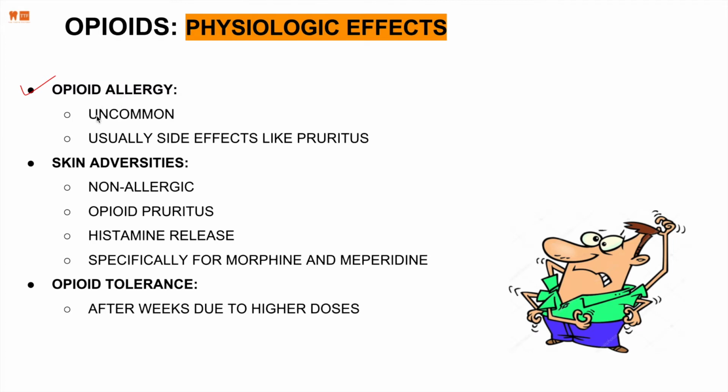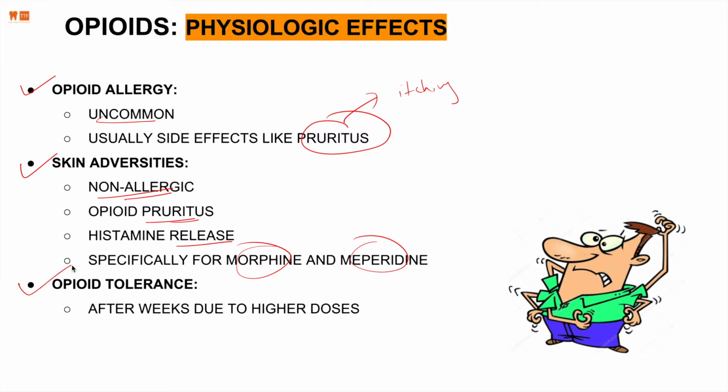Opioid allergy. Technically, it's very uncommon, right? But when it occurs, it usually acts like pruritus. Pruritus is technically just itching. That's pruritus right here. The skin adversities, because of itching and skin allergies, it's really not an allergic reaction, but opioid pruritus can occur from histamine release, specifically for morphine and meperidine. The M&M will lead to skin adversities.